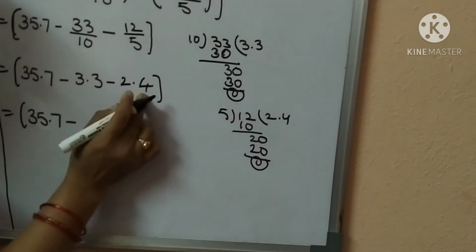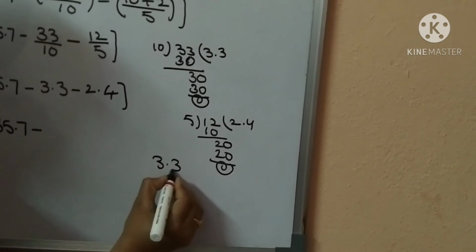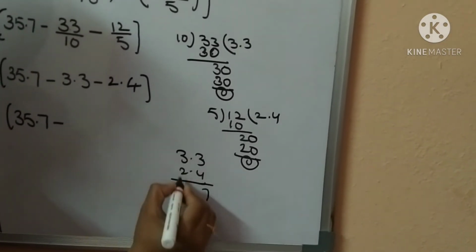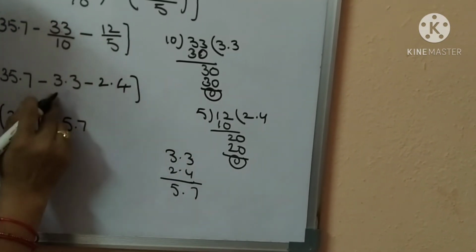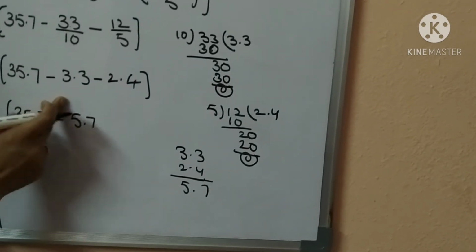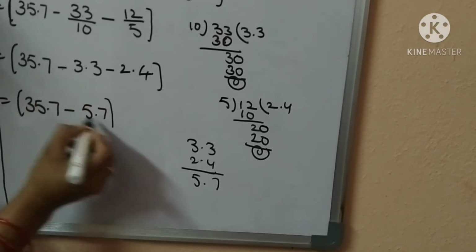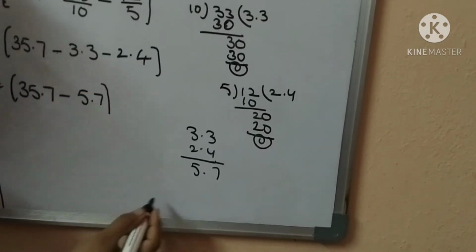35.7 minus, both are minus symbols, so we add 3.3 and 2.4. 3 plus 4 is 7, 3 plus 2 is 5. The symbol is minus because both these terms have a minus symbol, so after adding we keep the minus symbol. So 5.7 with minus.